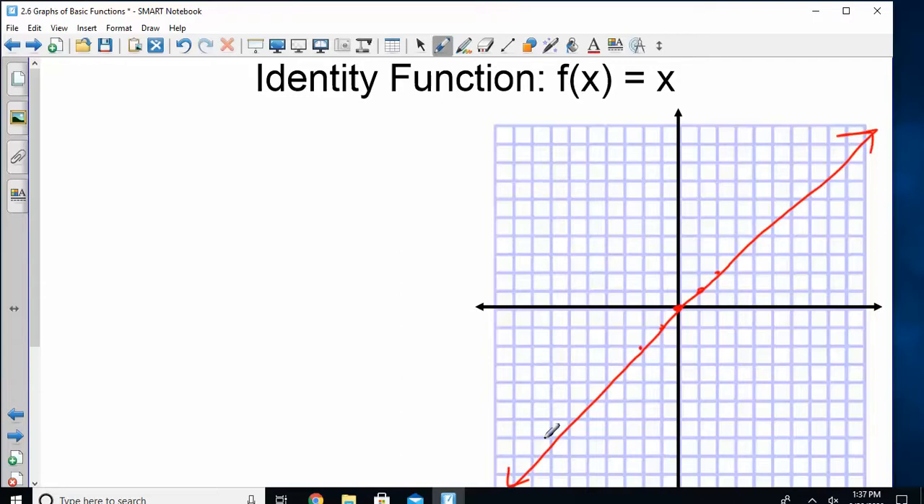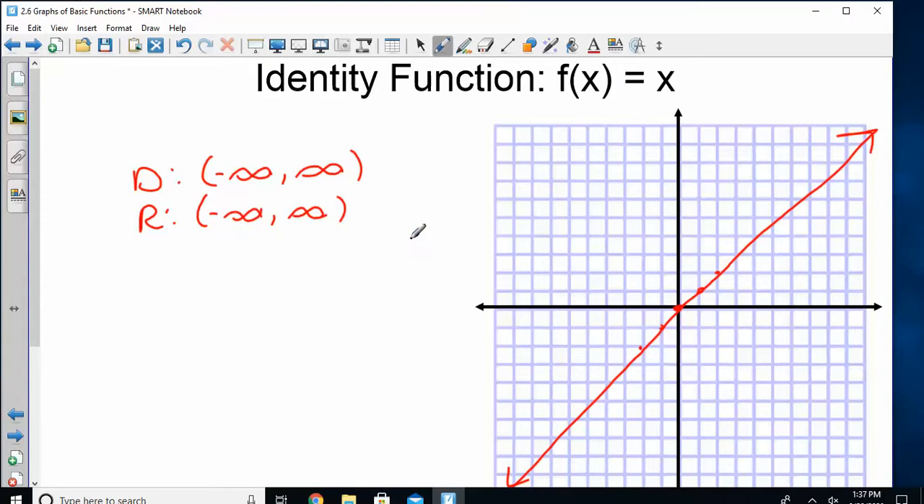So what is the domain of this? Negative infinity to positive infinity. What is the range? So it's up to you if you want to write all this down, but I just want you to be able to draw the graph and answer questions from the graph.